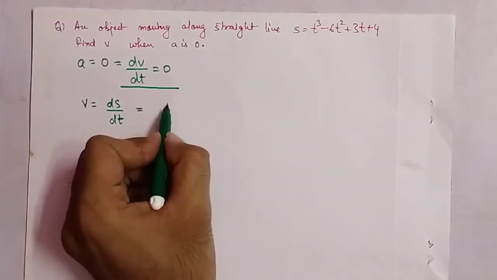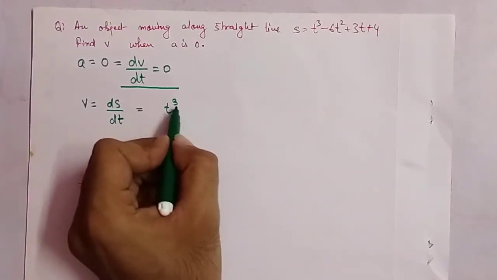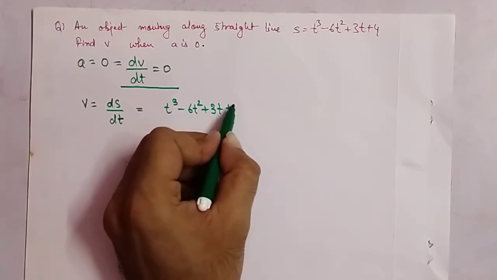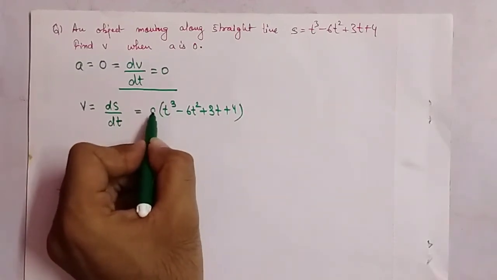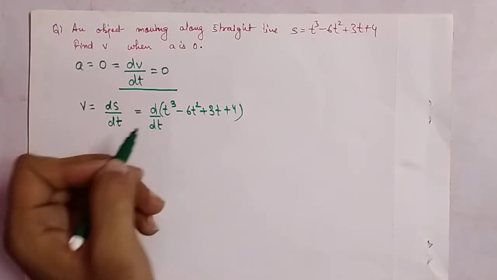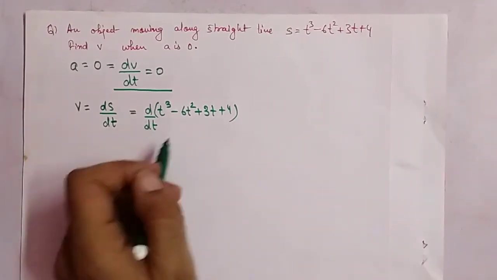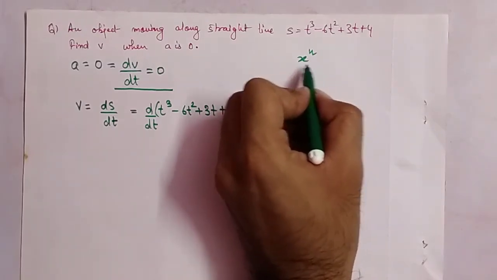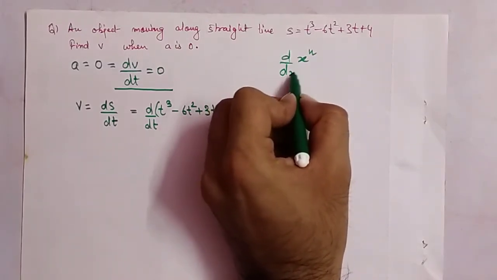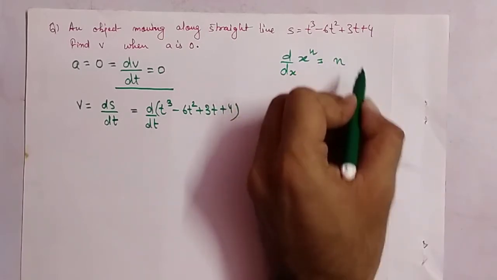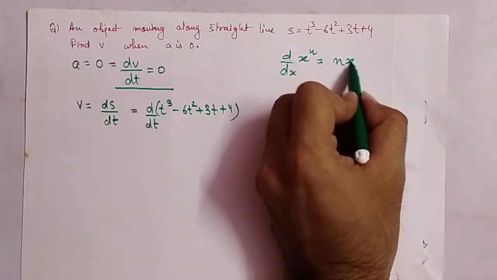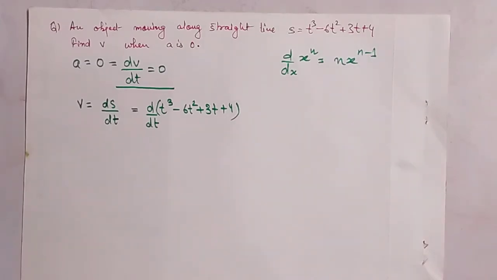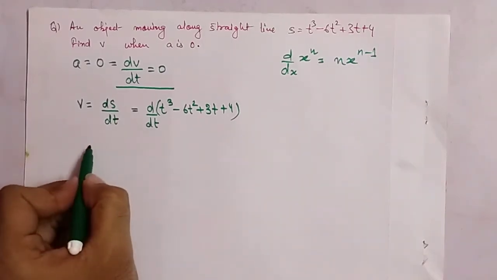So what we will do, that is t cube minus 6t square plus 3t plus 4, and we have to differentiate with respect to time. Alright, so let's use the formula that if you want to differentiate x to the power n, what you will do, you will bring the power in front and then you will write x to the power n minus 1. The power is subtracted by 1. So similarly let's do it.